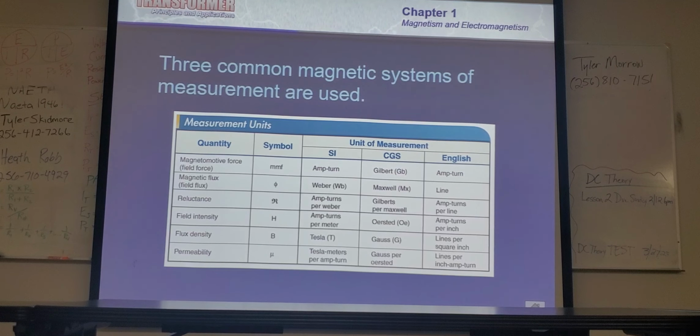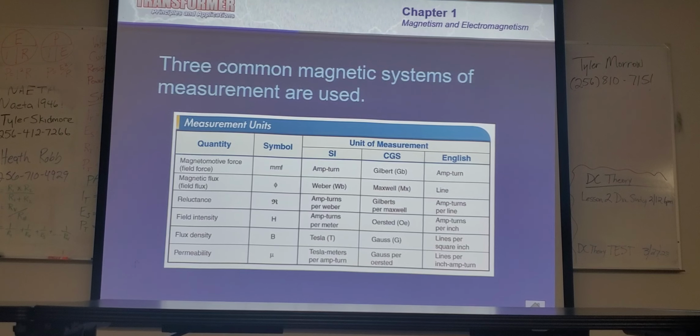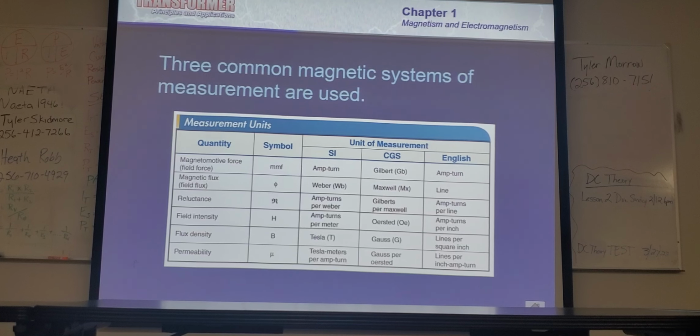Flux density is measured in Teslas, Gauss, or lines per square inch. And permeability is measured in Tesla meters per amp turn. Gauss and Oersted work very similarly, or lines per square inch, they just work differently.